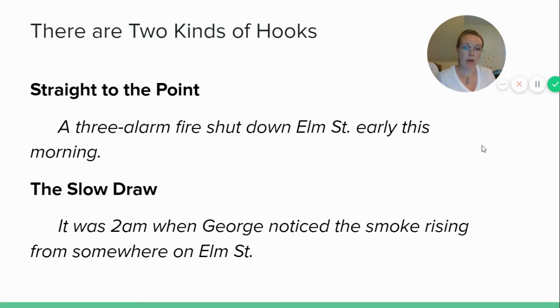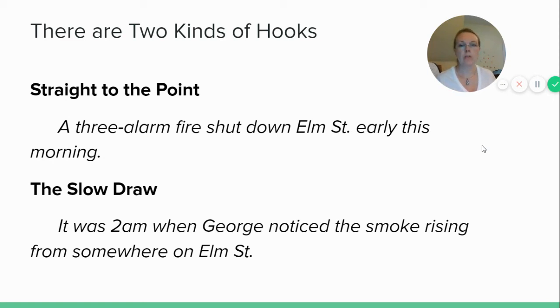That is giving your audience information that will get their attention. Oh, wait, there was a fire? Oh my goodness. Where? On Elm Street. When? Early this morning. Okay, I want to know a few more details. Maybe it affects my commute. Maybe I know somebody on Elm Street. Maybe I live on Elm Street and I didn't even hear the fire trucks because I was asleep. So that's your straight to the point hook.